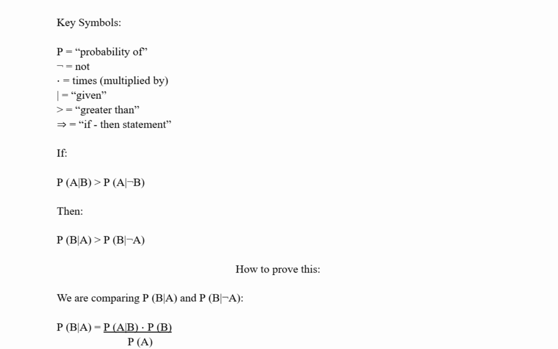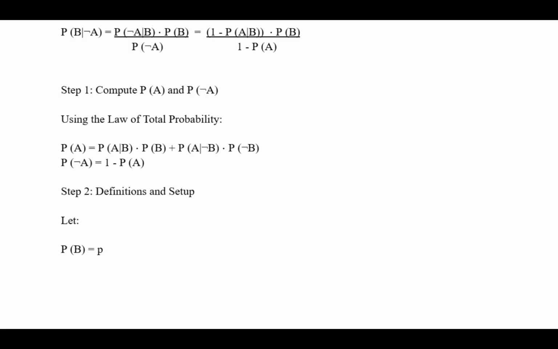So, how do you prove this? The two things that I will be comparing are the probability of B given A and the probability of B given not A. According to Bayes' theorem, the probability of B given A is the probability of A given B times the prior probability of B divided by the prior probability of A. And the probability of B given not A is the probability of not A given B, times the prior probability of B divided by the prior probability of not A.